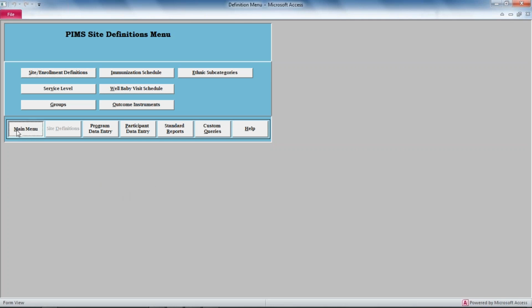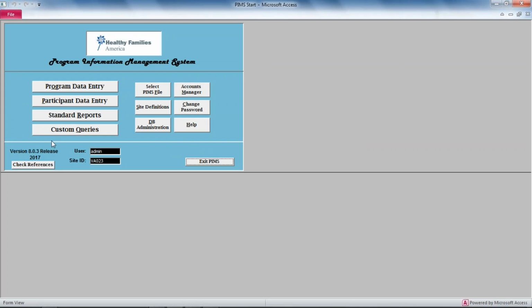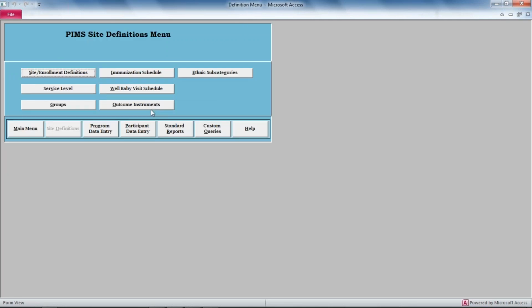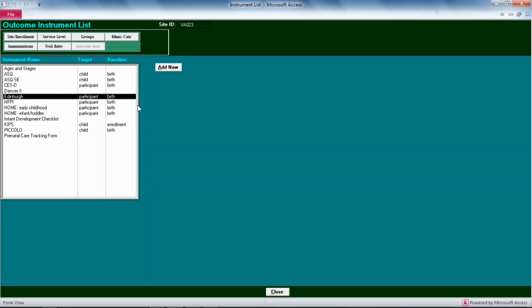In PIMS 8, you have your main menu, and you have the site definitions menu. So if you're following along on your own PIMS data and you want to go to the site definitions menu, the outcome instruments have some definitions that are necessary to effectively analyze data in some of the outcome reports now.